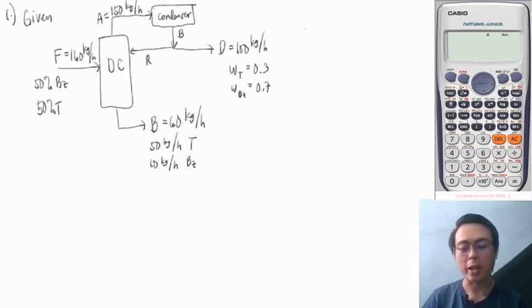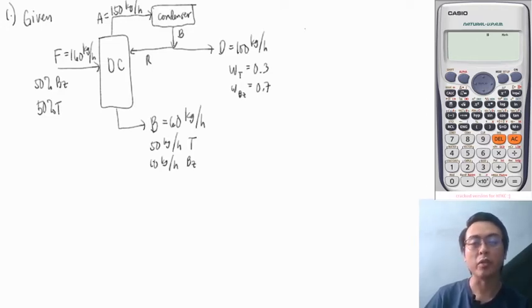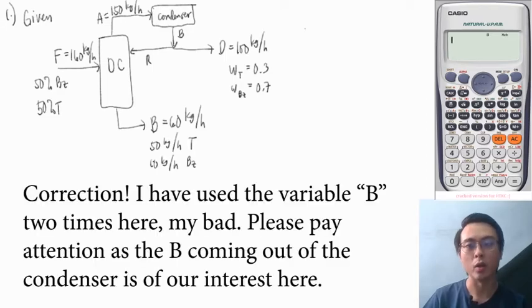If you take a look at stream A, which is 150 kilograms per hour, that is the stream that directly comes out of the distillation column. It is still in the vapor phase. So it enters the condenser. It is then condensed to a liquid phase. The flow rates of A and B are the same. They just have different phases.